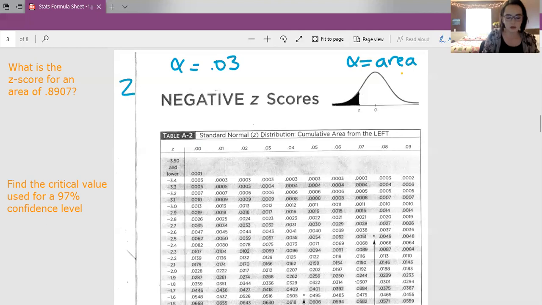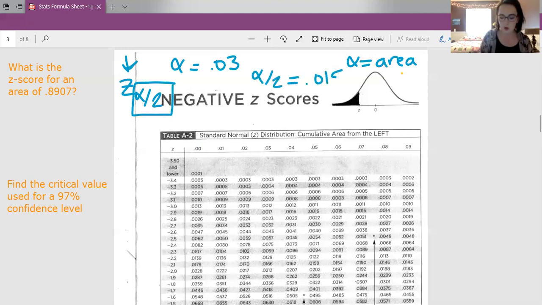The notation for your critical value on a Z table, Z distribution, is Z sub alpha over 2. What this means is we're going to be finding a Z score for this amount of area. So we have to take our alpha and follow the notation. We have to divide it by 2. So alpha over 2 is going to be 0.015.